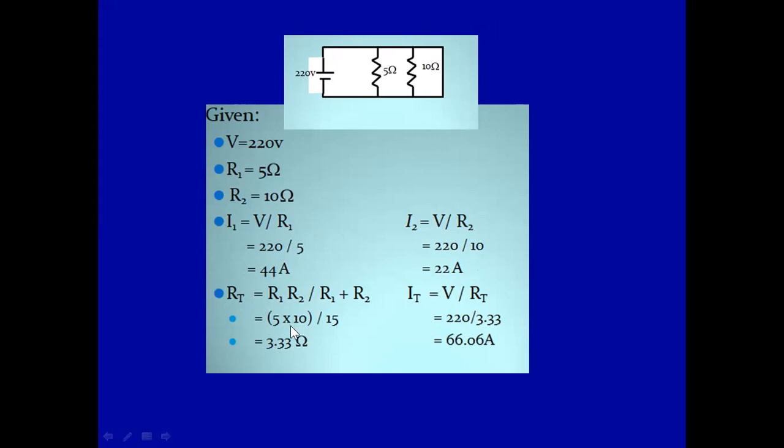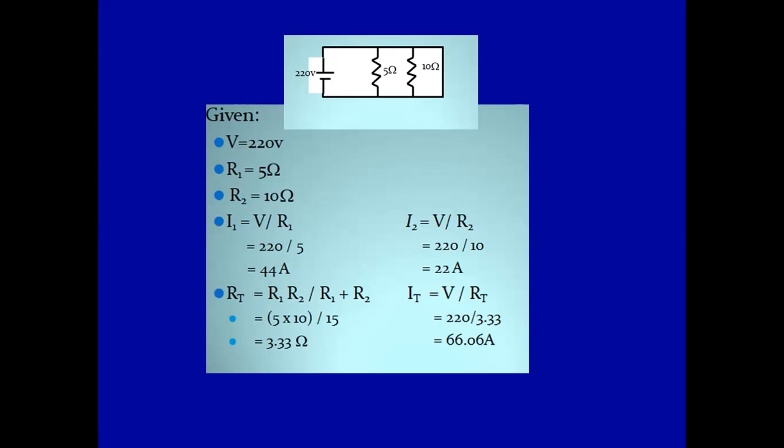If we're going to solve now for the total resistors, remember that 1 all over RT is equal to 1 all over R1 plus 1 all over R2. If we're going to solve that, leaving RT on the left side of your equation, RT now would be equal to 1 all over 1 all over R1 plus 1 all over R2.